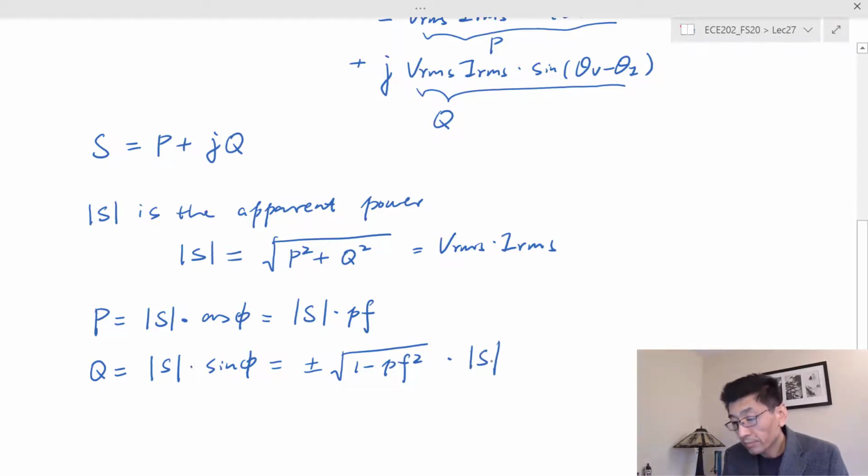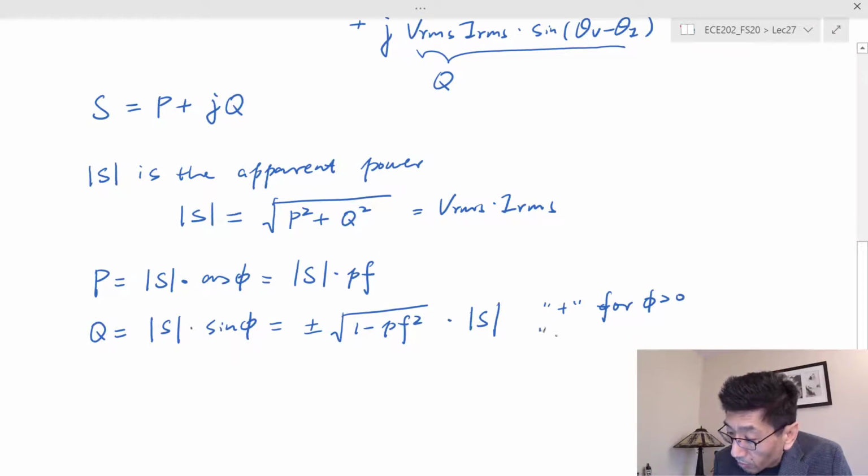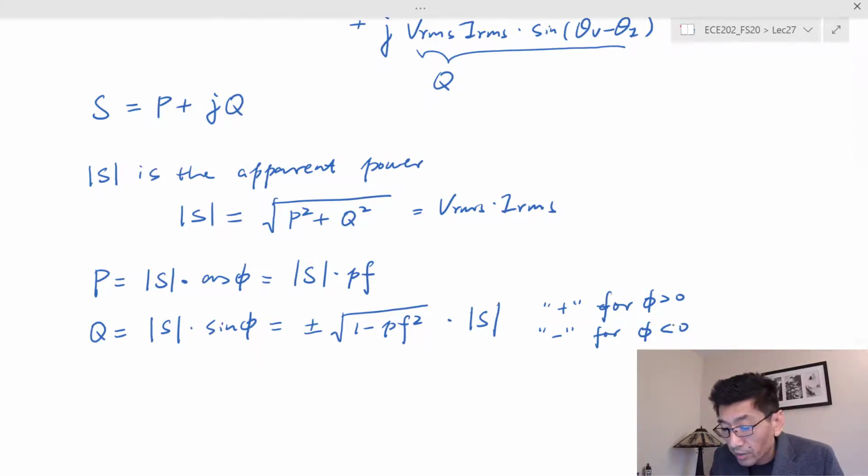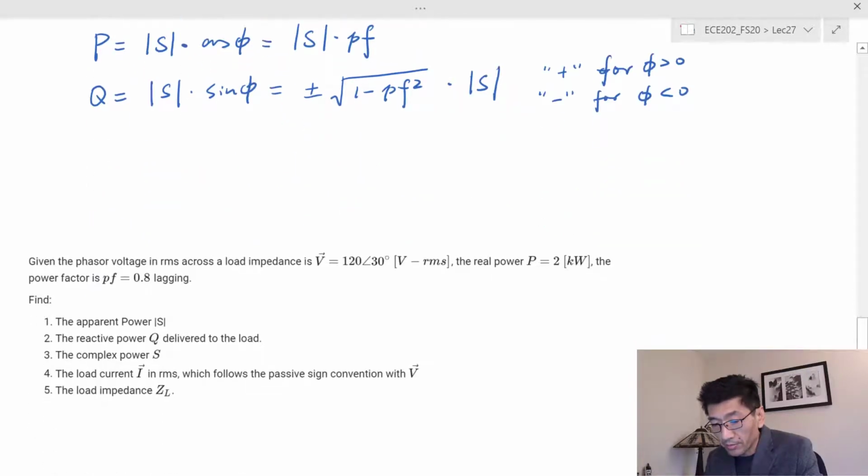The plus sign is for a lagging power factor, that is, phi greater than 0, and the negative sign is for phi less than 0, or a leading power factor. Because with a leading power factor, you have a negative Q. Okay, so that's the concept. The algebra is not that bad, but there are a number of concepts here, so I hope you spend a little more time to understand them.